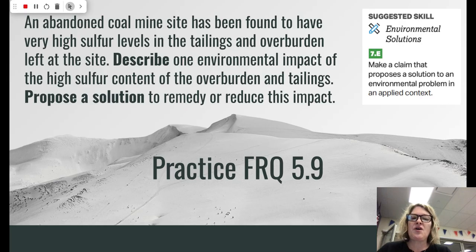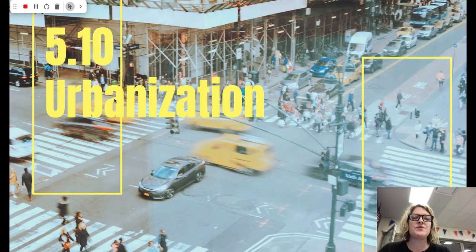Okay, it's time for our practice FRQ 5.9. An abandoned coal mine site has been found to have high sulfur levels in the tailings and the overburden left at the site. Describe one environmental impact of the high sulfur content of the overburden and tailings, and propose a solution to remedy or reduce this impact.